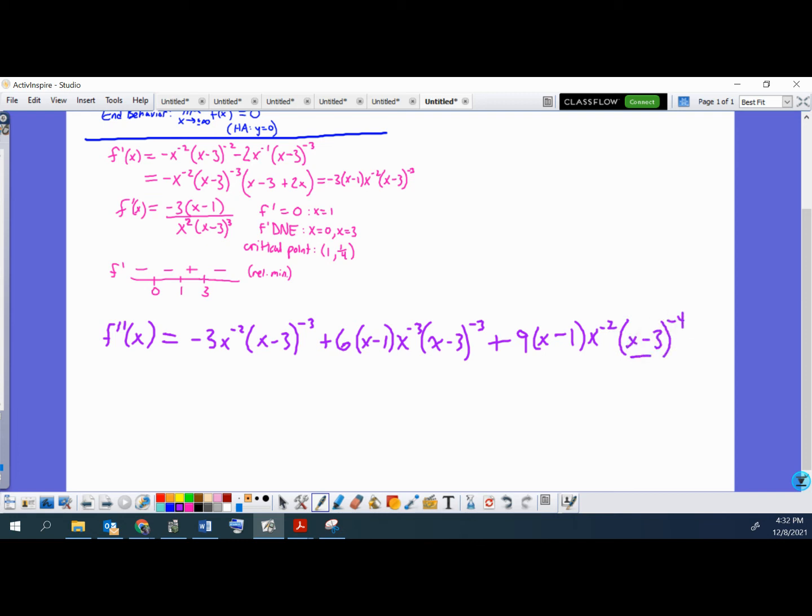And again, I'm thinking about the derivative of the inside for a chain rule. It's just 1, so it's no issue. I'm having trouble writing that 4. Let me try that again. All right, so that's that.